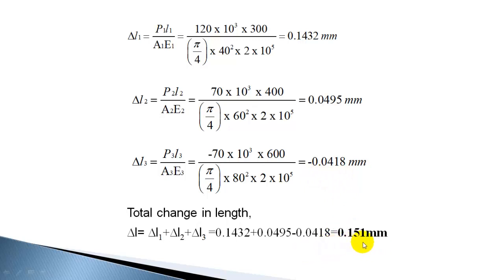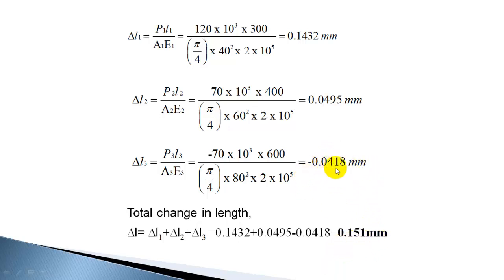So after adding, keeping that negative sign, you will get the total change in length as 0.151 mm. So here after adding I am getting a plus sign. Plus sign means there is an elongation, the entire length is getting increased. The total length of the bar is increasing by 0.15 mm. By chance if you get a negative sign, that means there is a reduction in the total length of the bar. Individual sections may elongate or decrease in length, but finally there will be an elongation.